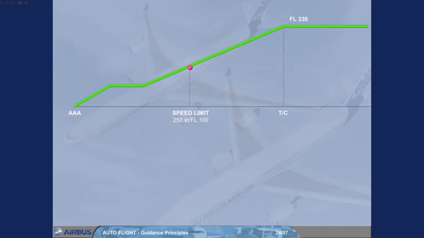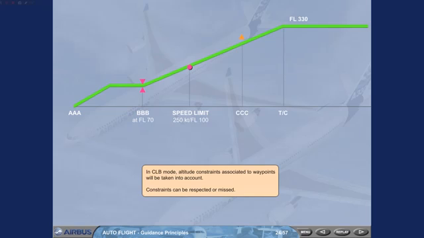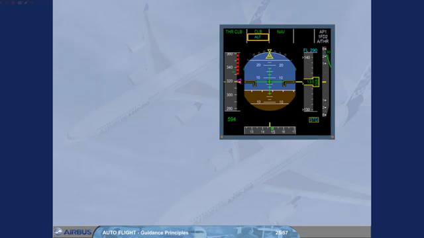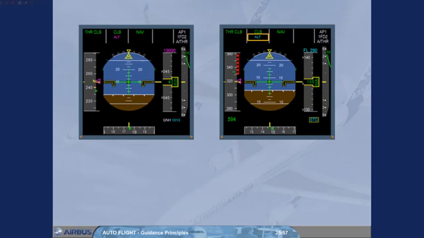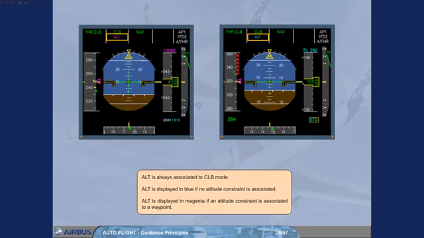In climb mode, altitude constraints associated to waypoints will be taken into account. Constraints can be respected or missed. Altitude is always associated to climb mode. Altitude is displayed in blue if no altitude constraint is associated. Altitude is displayed in magenta if an altitude constraint is associated to a waypoint.